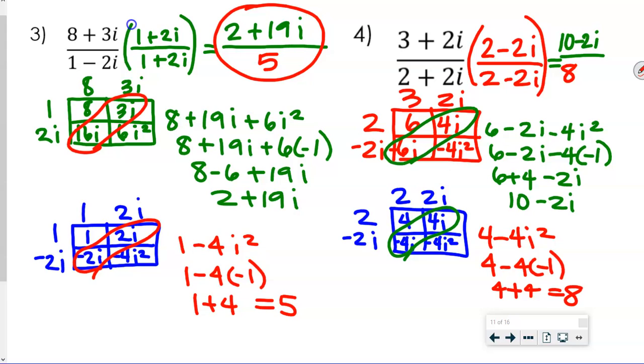So here's my question. Can I stop there? The answer is no, because everything's divisible by 2. So when we write our final answer, we have to divide everything by 2. So we're going to end up with 5 minus I over 4. That is our final answer.